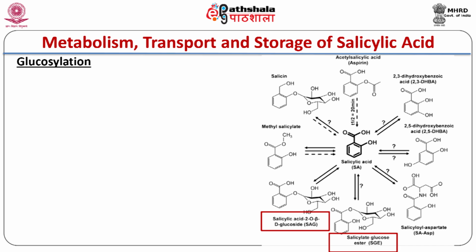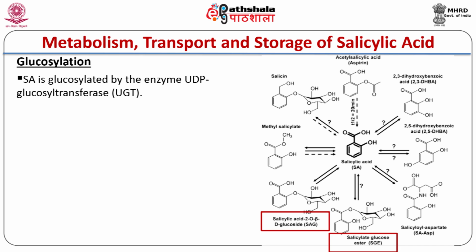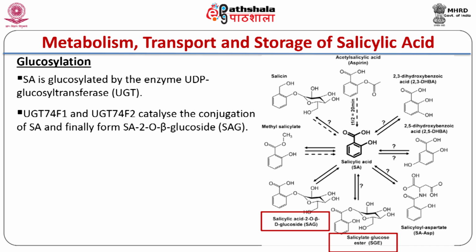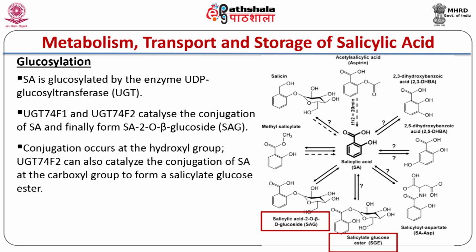The first modification is glucosylation. Salicylic acid is glucosylated by the enzyme UDP glucosyltransferase. In Arabidopsis, two UGTs, that is UGT74F1 and UGT74F2, catalyze the conjugation of salicylic acid and finally form SA 2-O-beta-glucoside. Conjugation occurs at the hydroxyl group.